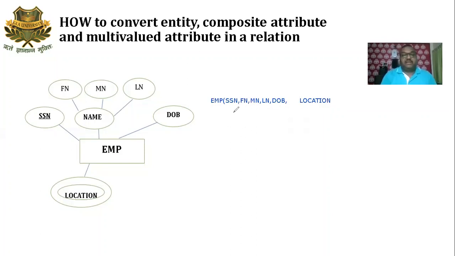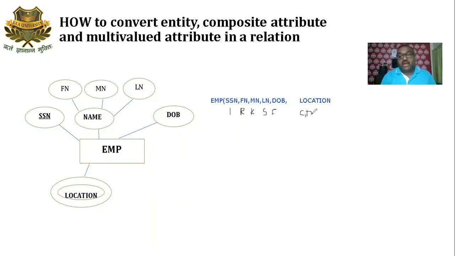See, like the serial number, then the name, first name, suppose Ram Kumar Singh. So Ram is the first name, middle name K, and last name Singh, and date of birth, suppose in February, and the location is Calcutta. And location is a multi-valued attribute. You understand the meaning of multi-valued attribute: more than one value. So suppose Calcutta and Delhi.